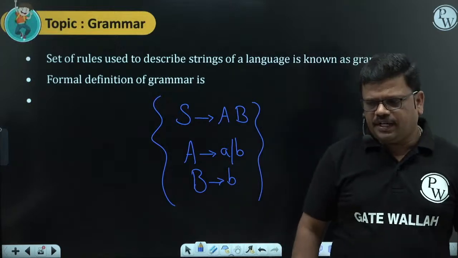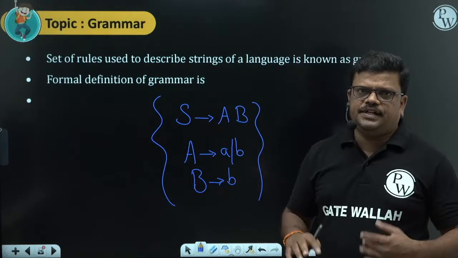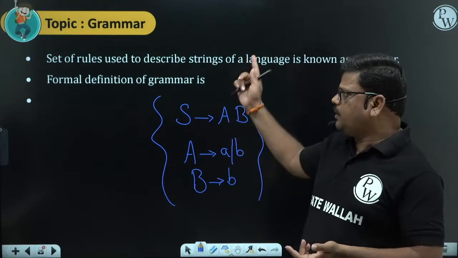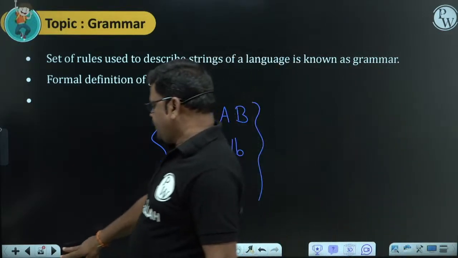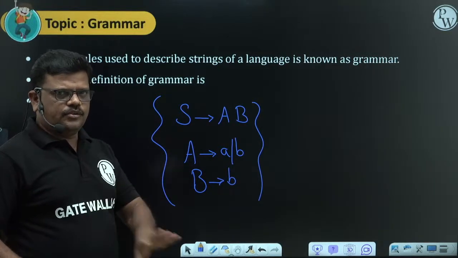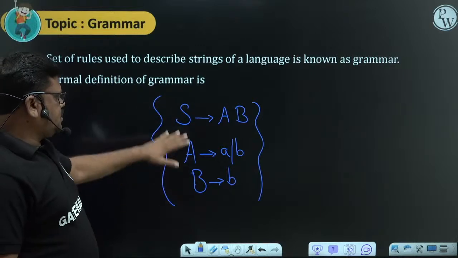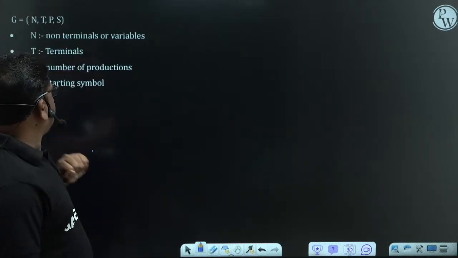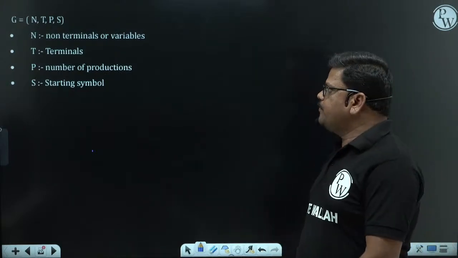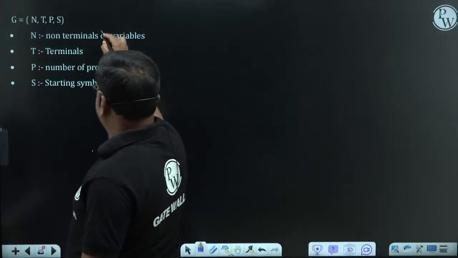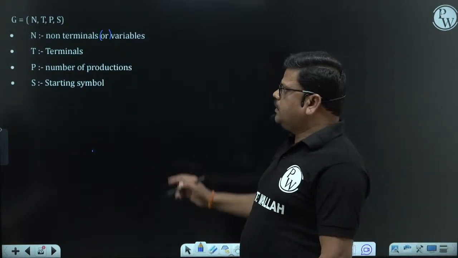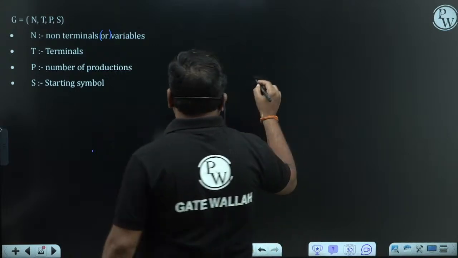Here we don't write the rules directly. Rules are written based on some notation, which is called the general formal definition. This is the normal definition. Grammar is generally represented with a 4-tuple. All our grammars, C, C++, Java, these computer science grammars, look like this notation. This is called NTPS notation. We have non-terminals or variables, terminals, a set of productions, and a starting symbol. Let me analyze NTPS on this.